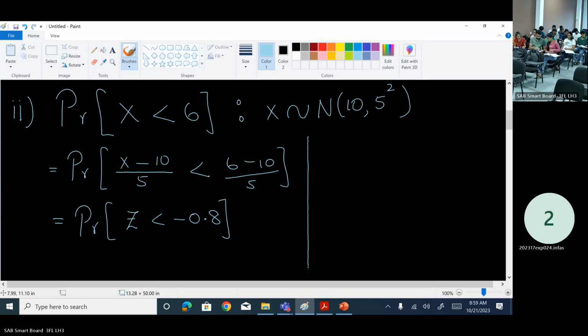So let me do the rest of the part here. Now we are in the Z scale. We can draw the Z scale structure. 0 comes in the middle. Minus 0.8 we have to mark. Is it less than? So we need this region.